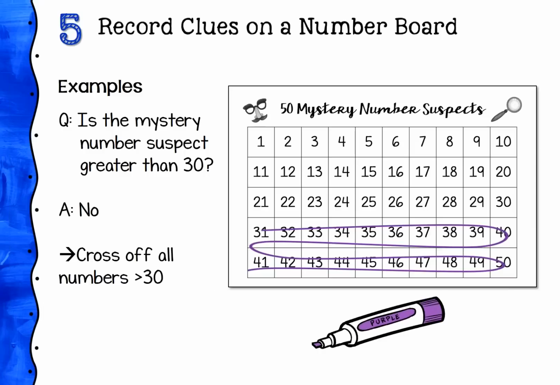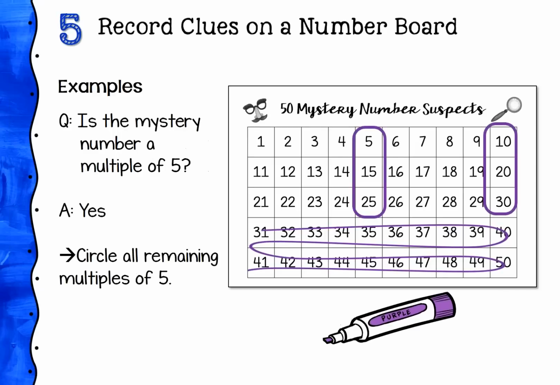So if somebody asks, is the mystery number suspect greater than 30? The answer is no. Then the kids would just cross off anything over 30. And then they move on to the next one. So is it a multiple of 5? If the answer is yes, then they would circle the remaining multiples of 5. And if you continue on that way, it helps the kids really zero in on what kinds of questions they need to ask when they're doing this.